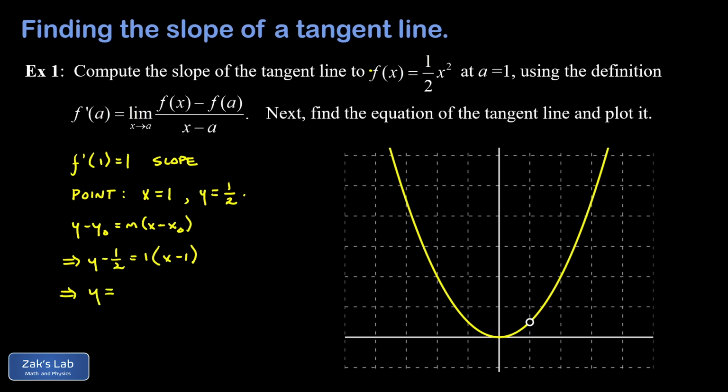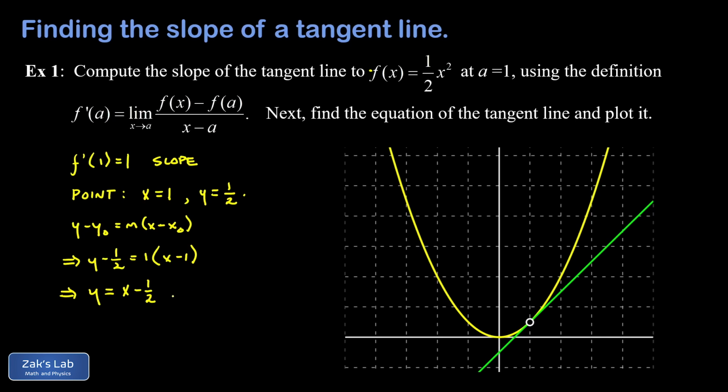It's usually best to express this in slope-intercept form, so all we have to do is solve for y and simplify a little bit. So on the right-hand side, I have an x minus 1, and then I'm going to add 1 half to both sides. So I still have just a single x, and then I have a minus 1 plus 1 half. Well, that's minus 1 half. So there's the equation of our tangent line.